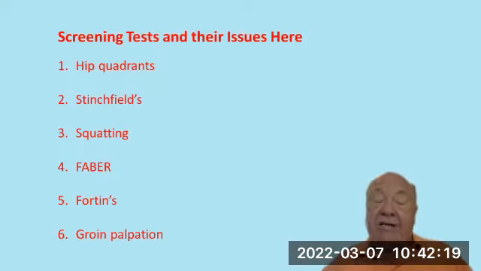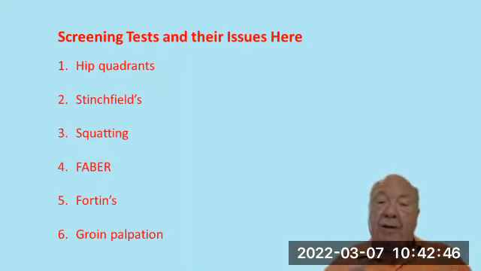Stinchfield's test actually does have validity numbers associated with it, but they're not terribly good. If you don't know it, Stinchfield's test is you get the patient to do a 10 or 15 degree straight leg raise, hold it there, you then push the leg down. If pain is generated, it's felt in the lumbar spine, it's a lumbar problem. If it's felt in the groin, it's a hip problem. And if it's felt in the SI joint, then it's in the 14s area, then it's an SI joint problem.